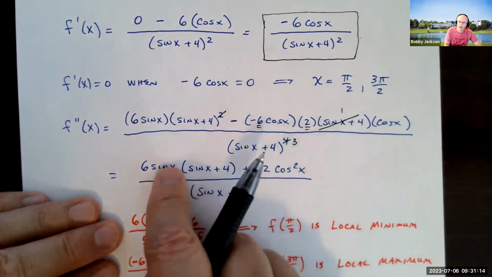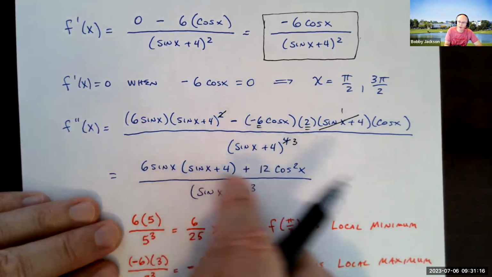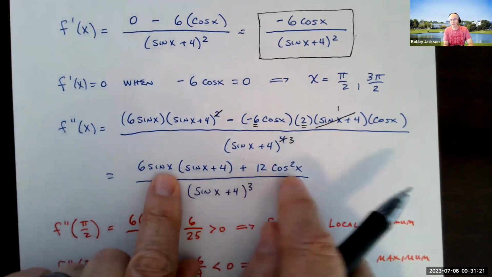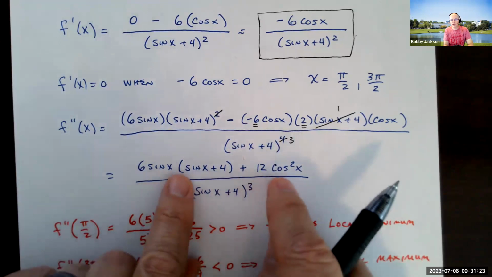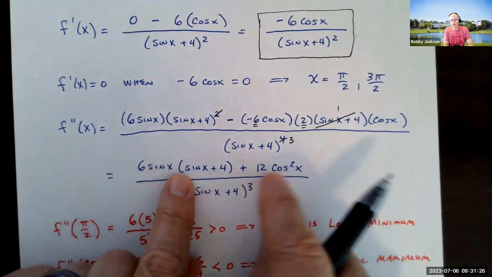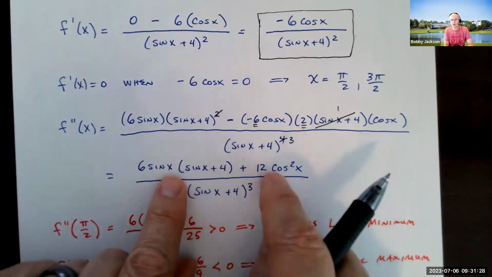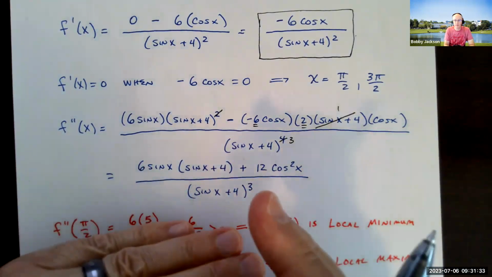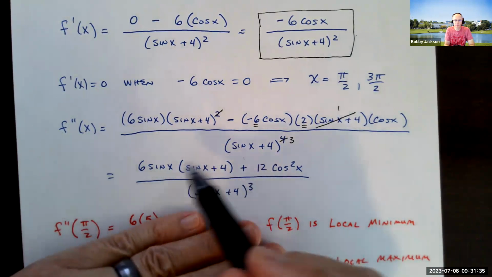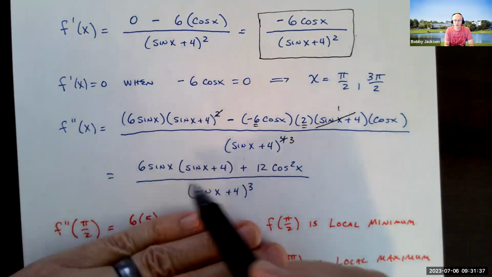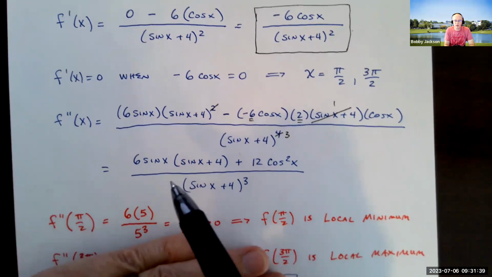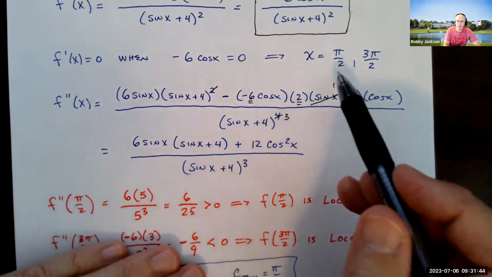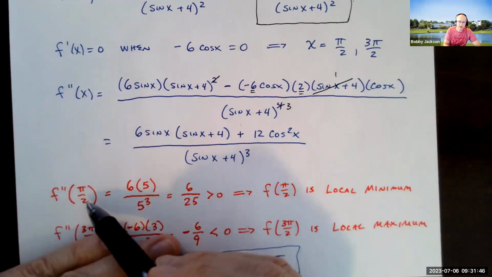Okay, and you can distribute this through, but can't really combine. You get a 6, you can't simplify very much. 6 sine squared x plus 12 cosine squared x. If this was a 6 cosine squared x, you could use the Pythagorean identity to simplify this down. But the main point is you don't really need to simplify. We just need to evaluate. So the second derivative test has you evaluate the critical points. Just plug in pi over 2 into the second derivative.